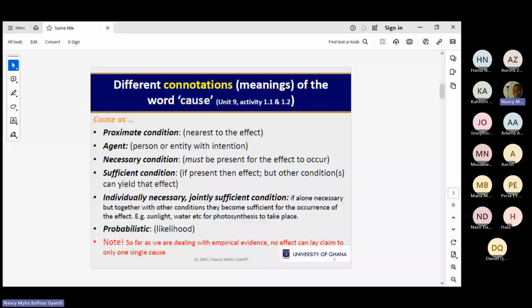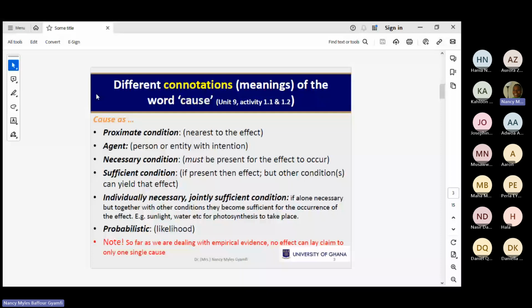Yes, the cause may be the proximate condition. The slap may be the proximate condition, but it might not necessarily be the necessary condition. So we saw that also. Then we saw individually necessary, jointly sufficient, and I used the food, water, oxygen example that human beings necessarily need, each one of them. And yet when you put them all together, they become sufficient for the effect. I call that the individually necessary, jointly sufficient condition. That's another way of thinking of the word cause.